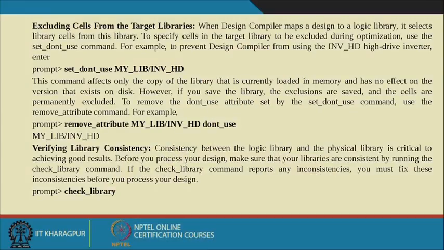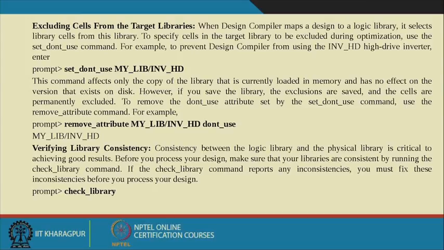So inv hd is the cell which I don't want to use, so I have set that with this command. Okay. So then one thing you can do: suppose I have already said don't use this library, but for the next design I want to use it. At that time, how can I remove that don't use command in the design compiler environment? That can be done through this command: remove_attribute mylib_inv_hd dont_use.